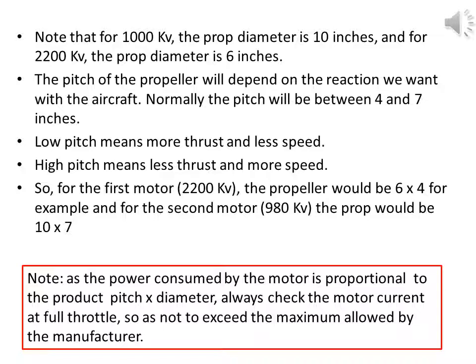The pitch of the propeller will depend on the reaction we want from the aircraft. Normally the pitch will be between 4 and 7 inches. Low pitch means more thrust and less speed. High pitch means less thrust and more speed. So, for the first motor, 2200 kV, the propeller would be 6 by 4 for example, and for the second motor, 980 kV, the propeller would be 10 by 7 or 10 by 4.5.